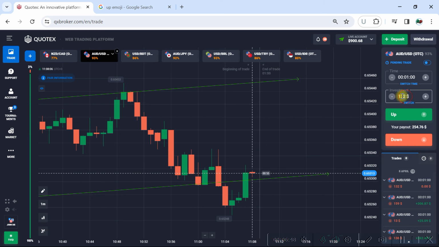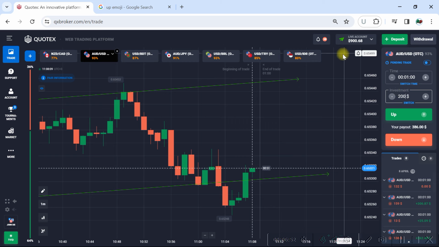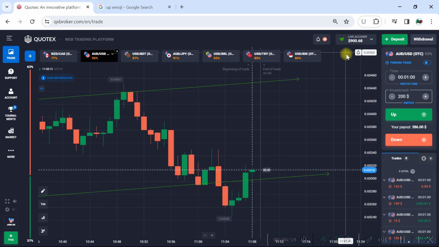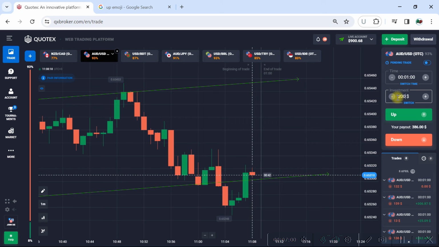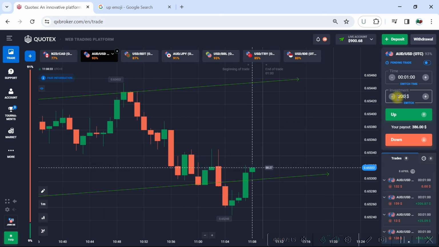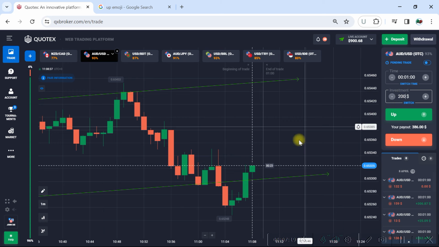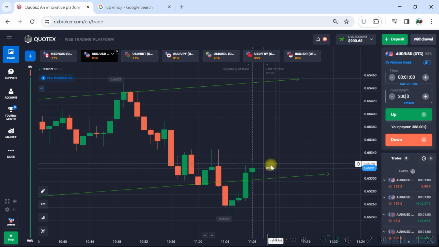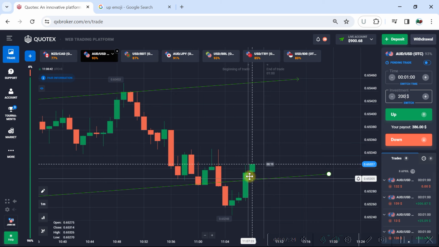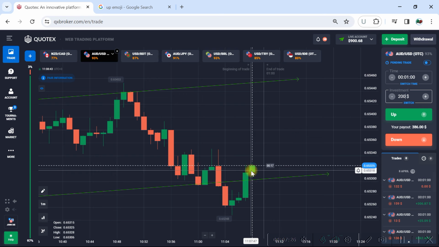So the next trade we'll place, I'll do $200. Again, I started trading with this account when it had $400. Right now we have $900. So that is why I'm not afraid of staking $200 on the next trade. If you have a small account, use different risk management strategies so that you don't end up blowing your account. So again, you can see that the next candlestick is bullish.